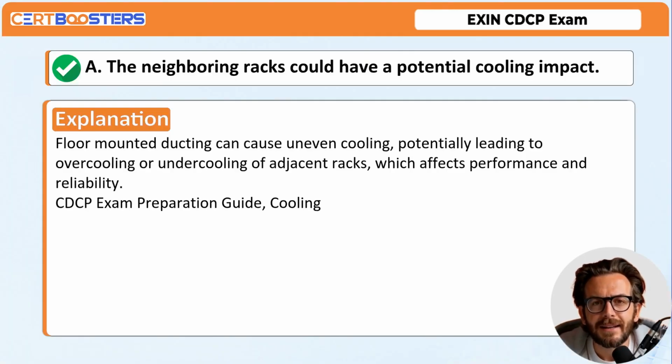Correct answer, A. The neighboring racks could have a potential cooling impact. Explanation. Floor-mounted ducting can cause uneven cooling, potentially leading to overcooling or undercooling of adjacent racks, which affects performance and reliability. CDCP Exam Preparation Guide, Cooling.